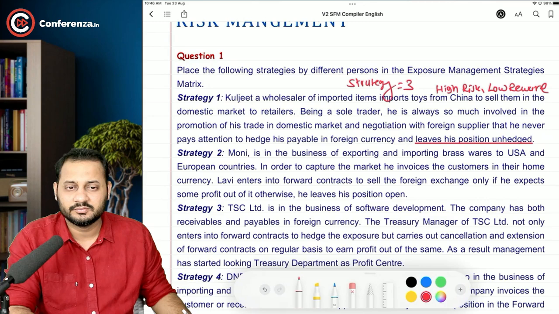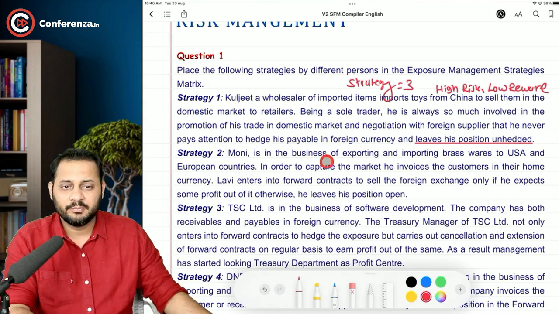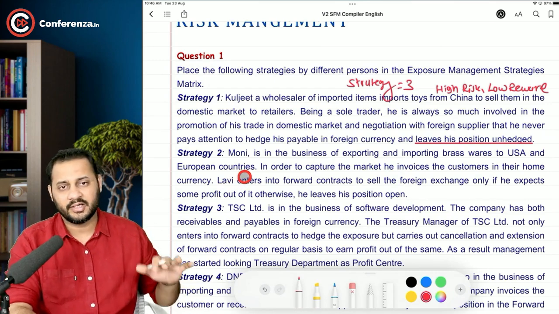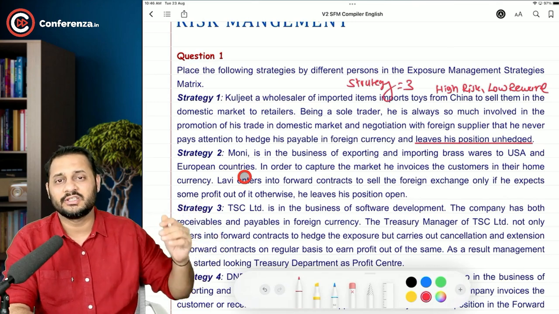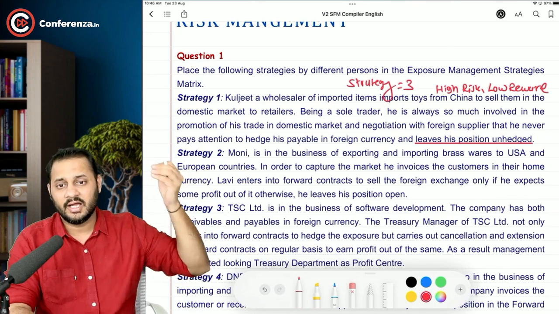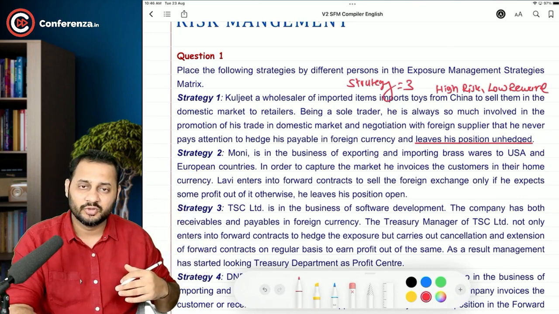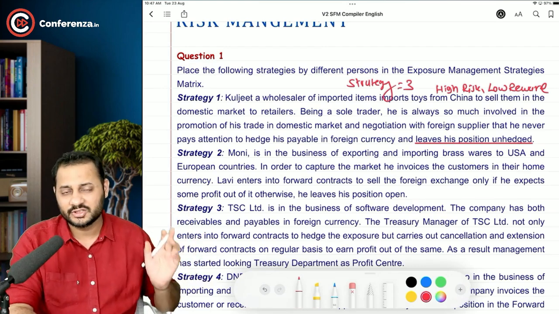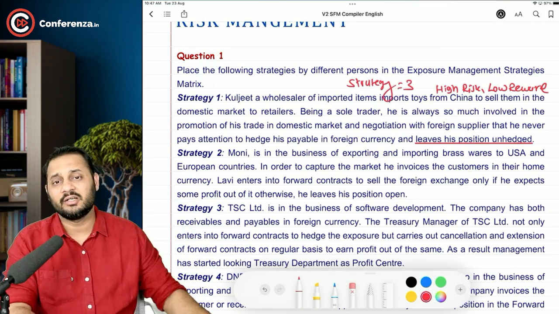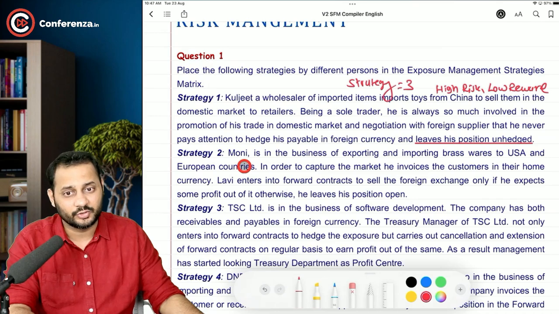Second, Moni is in the business of exporting and importing brasswares to USA and European countries. In order to capture the market, he invoices the customer in their home currency. What happens is that Moni might be in India, but whenever he is making a sale to some parties, he is creating an invoice in dollars, and when he is importing some goods from Europe, he is taking the invoice in euro currency. So both the invoices of sale and purchase are in foreign currency. What does that mean? That means there arises the foreign currency risk to Moni.